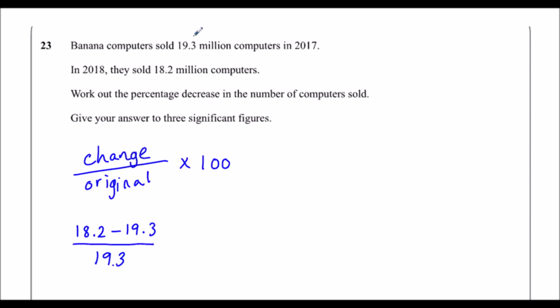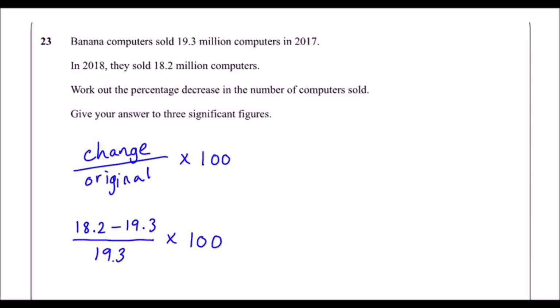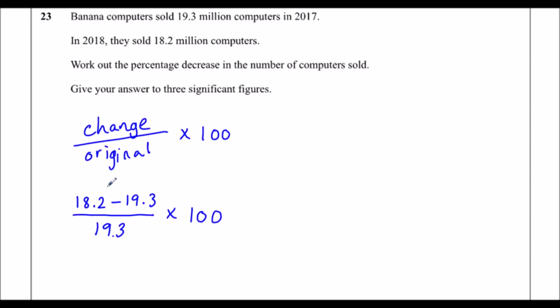So in 2017, it was 19.3. The year after, it had gone down to 18.2. So the original is 19.3. So change over original times 100. This is going to give me a negative answer because I've put 18.2 take away 19.3. Because it's gone down, it'd be a percentage decrease, it'd be negative.